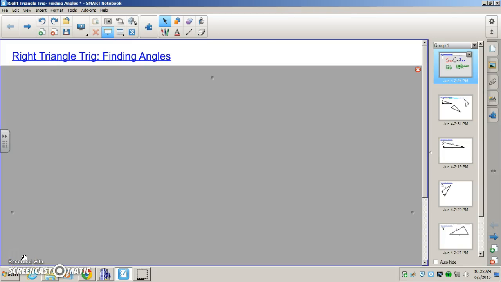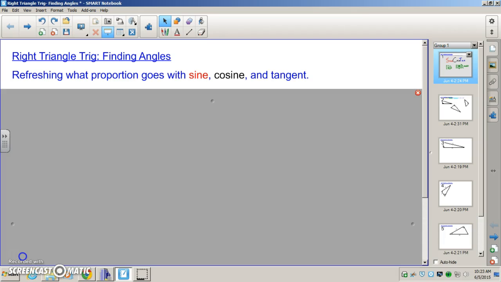This video will help you find angles using right triangle trig. That means we'll be given at least two sides of a triangle, and you'll dive inside the triangle and find the angle. To do that, you still need to know what sine, cosine, and tangent are, and they help you find proportions of sides in a right triangle.